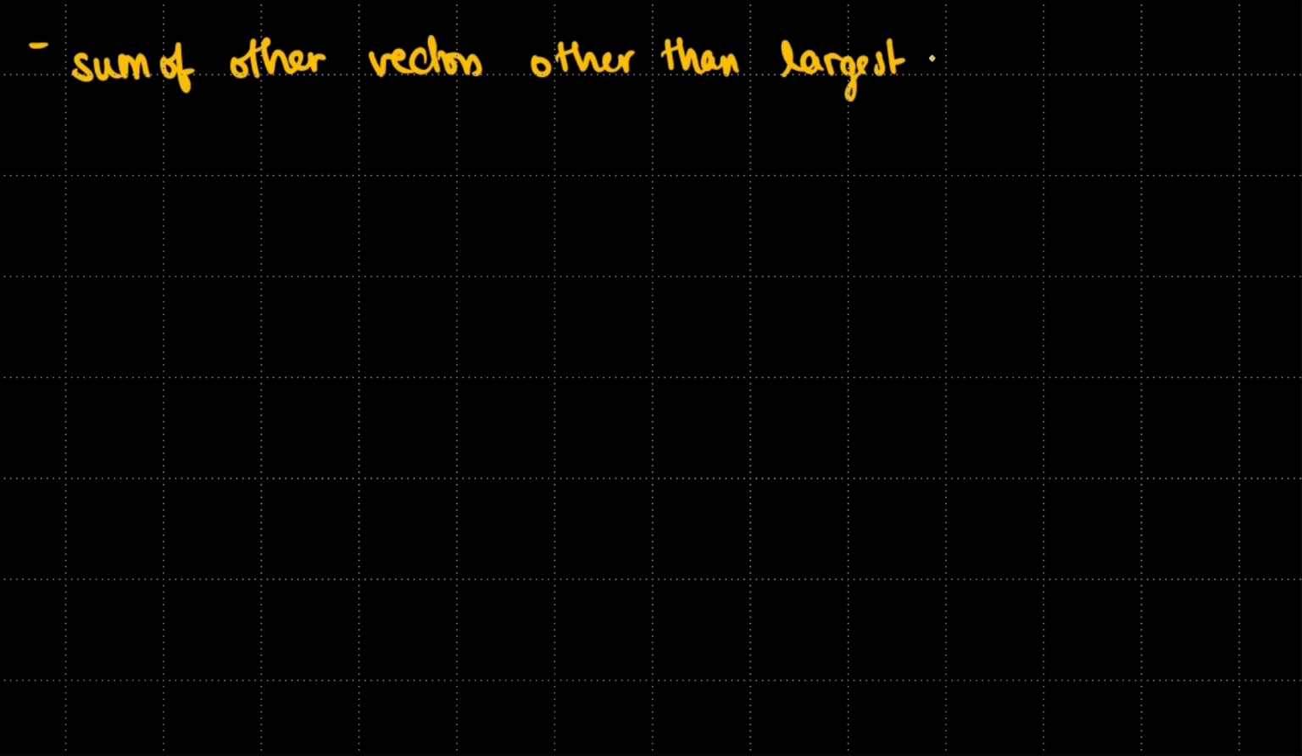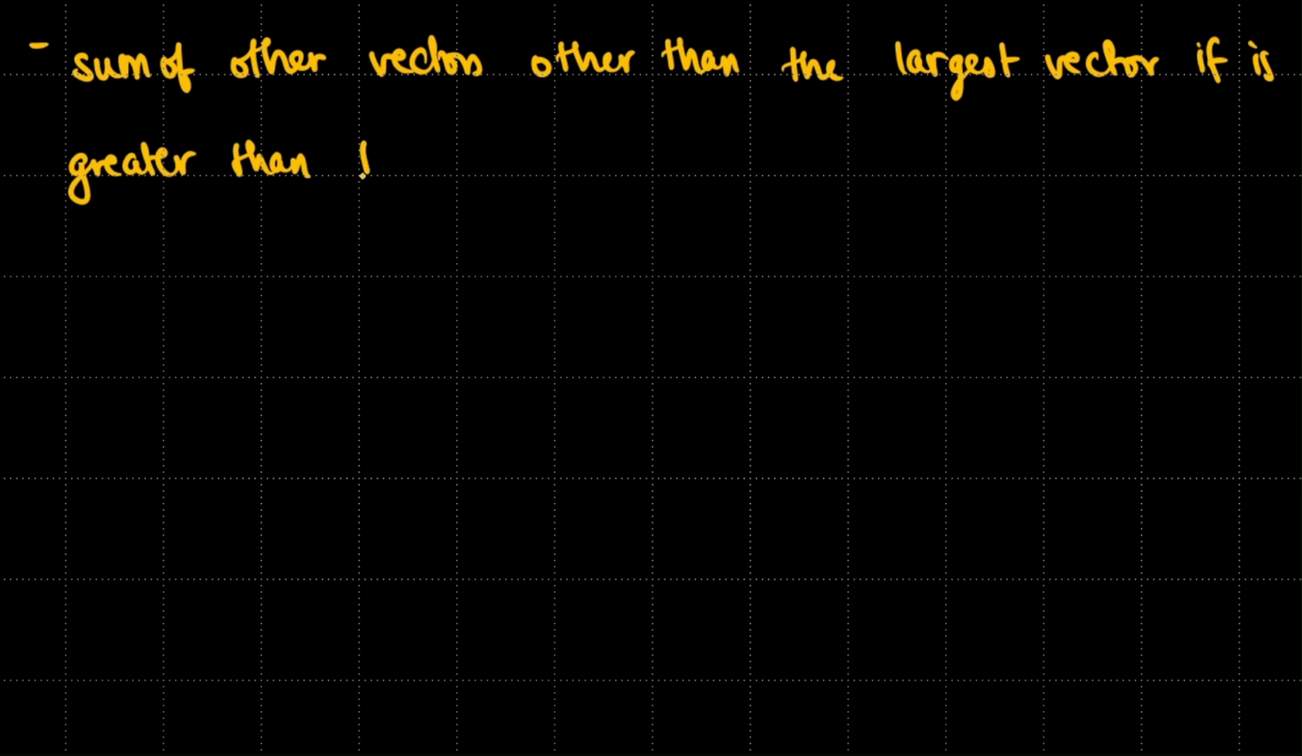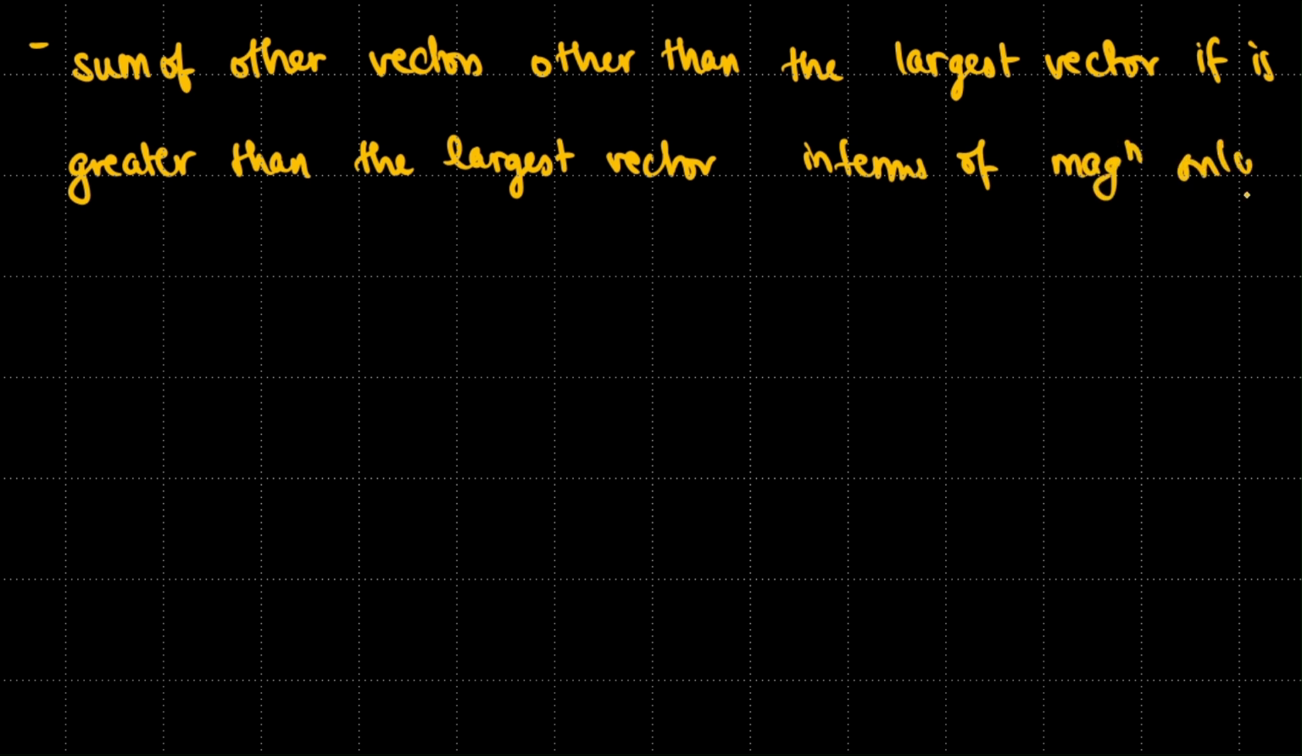Okay, wait, let me think of my English. The sum of the other vectors other than the largest vector, if it is greater than the largest vector in terms of magnitude only, then a resultant of zero magnitude is possible.